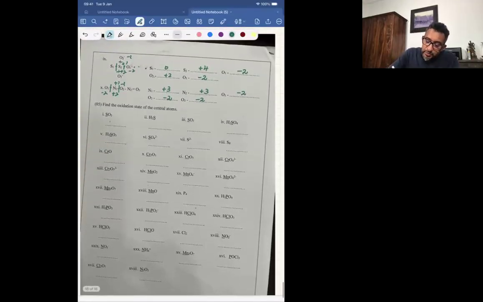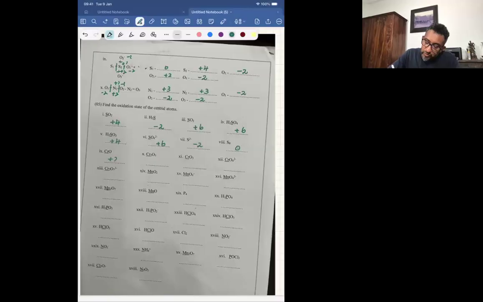Right. Sulfur dioxide is plus 4, right? Oxidation number. Hydrogen sulfide is minus 2. Check your answers. Sulfur trioxide is plus 6. H2SO4 is plus 6. H2SO3 is plus 4. SO4 2 minus is plus 6. S2 minus is minus 2. S8 is always 0.